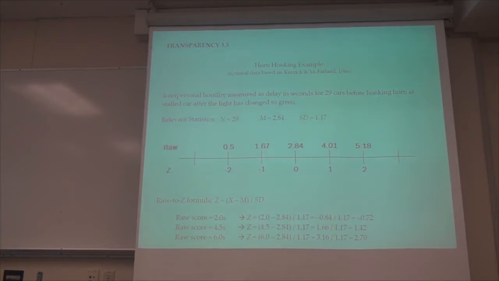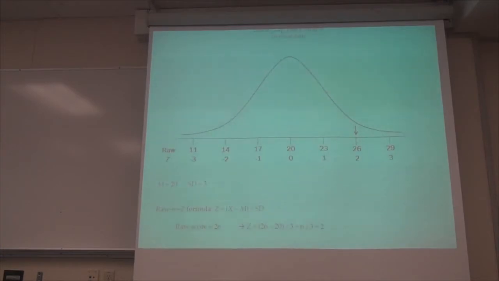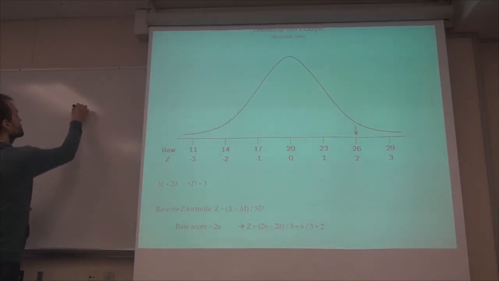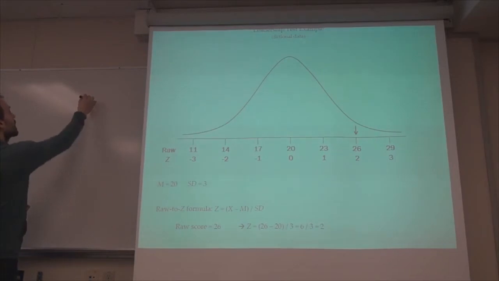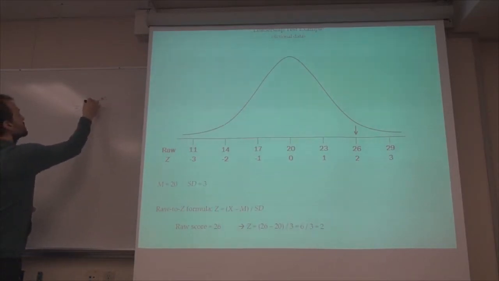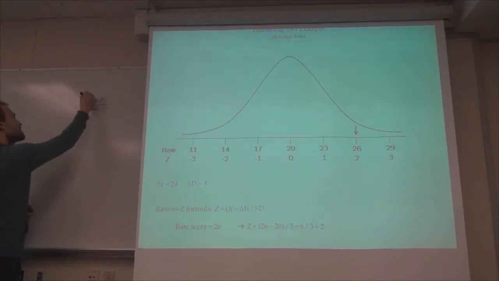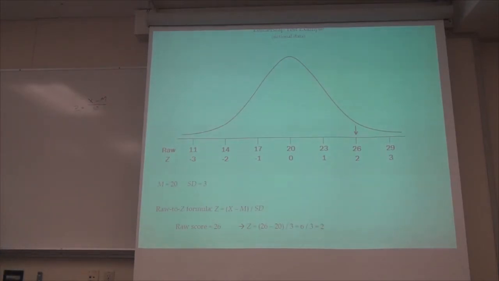Now, how do I go backwards? Let's go back to my leadership test example. The formula is Z equal to X minus the mean over the standard deviation. That is if I'm given the X value and I want to find the Z score.